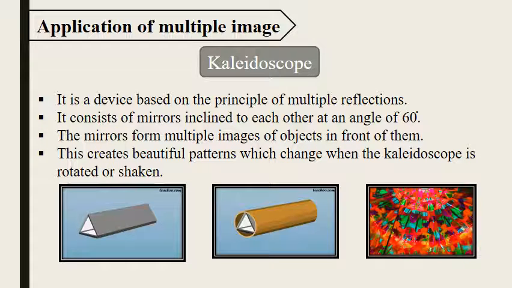The mirrors form multiple images of the object, as you can see in the third picture, the printed picture. You can see this is the image formed by the kaleidoscope. When we rotate the kaleidoscope or we shake the kaleidoscope, these beautiful patterns change. We have to give them some colors to see such types of patterns.